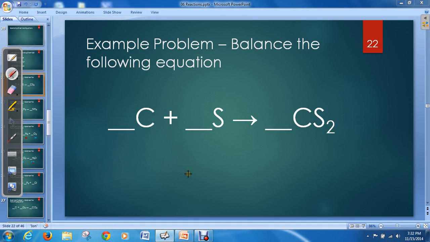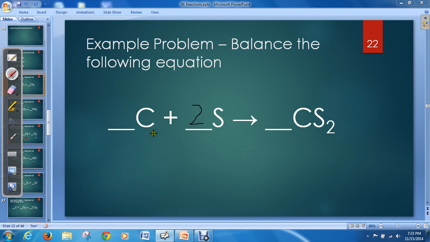So let's just start with the trial and error method. On the trial and error method, we just plug in numbers until it makes sense, right? So if you look here, I have one sulfur here, I got two sulfurs there. So to start out, let's just plug in 2 right here. I want to get 2 sulfurs on this side, so it matches the 2 sulfurs on that side.